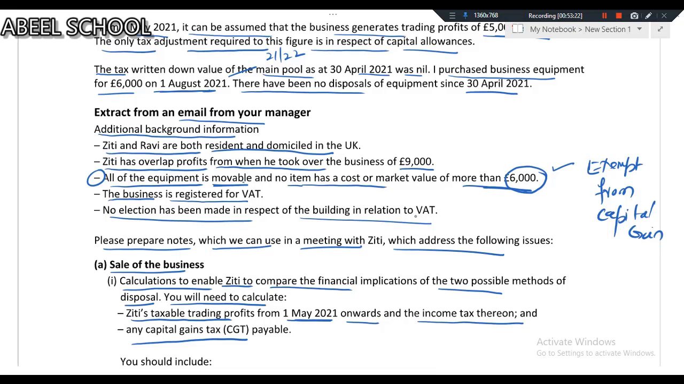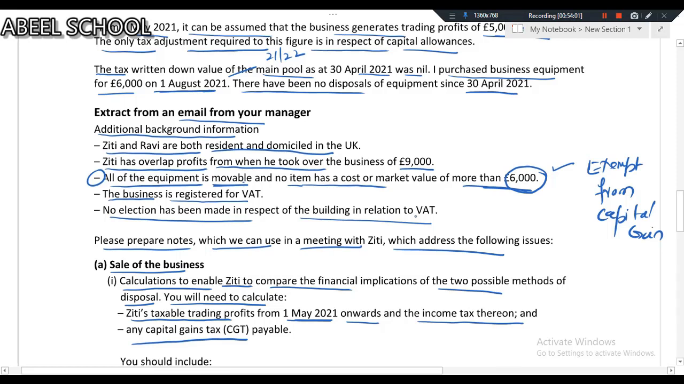Then you will put the heading: sale on 30th April 2023. If ZT sells the business on 30th April 2023, number one, he is going to apply 20% VAT on equipment as well as goodwill. And for the building, you just need to write one thing: since it's a commercial building more than 3 years old, it is an exempt supply, unless ZT opts to tax.